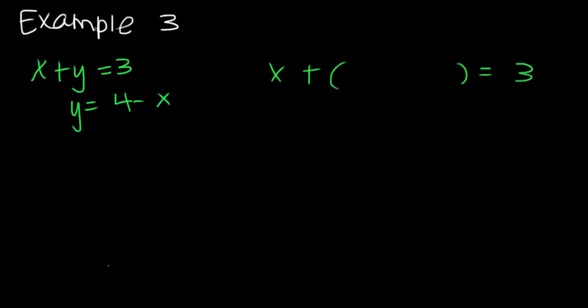Of course y went there originally, but y is equal to 4 minus x. So that's what I'm going to write down there. And now I have an equation that only has one variable. Well, there's two x's in there, but they're the same, and so I can solve for that one variable. And so we have x plus (4 minus x) equals 3.